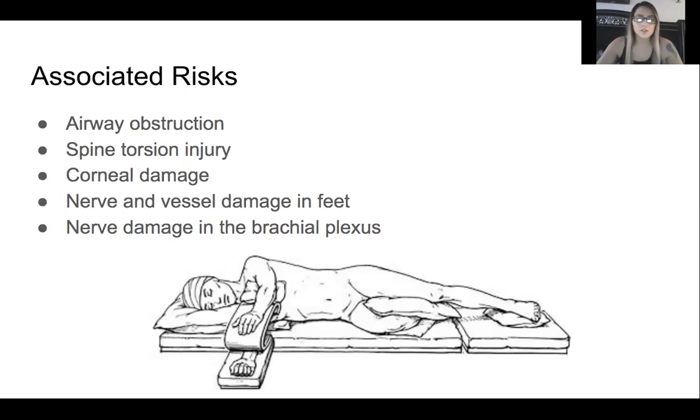The associated risks with the lateral position are airway obstruction, spine torsion injury if the patient is moved without stabilizing the head and keeping the cervical spine in line, corneal damage to the eye, nerve and vessel damage in the feet, and nerve damage in the brachial plexus, which is the reason for the axilla gel pad to be placed right below it.